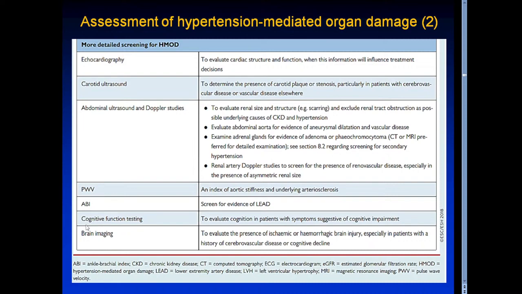Examine adrenal gland for evidence of adenoma or pheochromocytoma. CT or MRI preferred for detailed information. Renal artery Doppler study to screen for the presence of renovascular disease, especially the presence of asymmetric renal size. Pulse wave velocity, an index of aortic stiffness and underlying atherosclerosis. Ankle brachial index, screen for evidence of lower extremity artery disease.